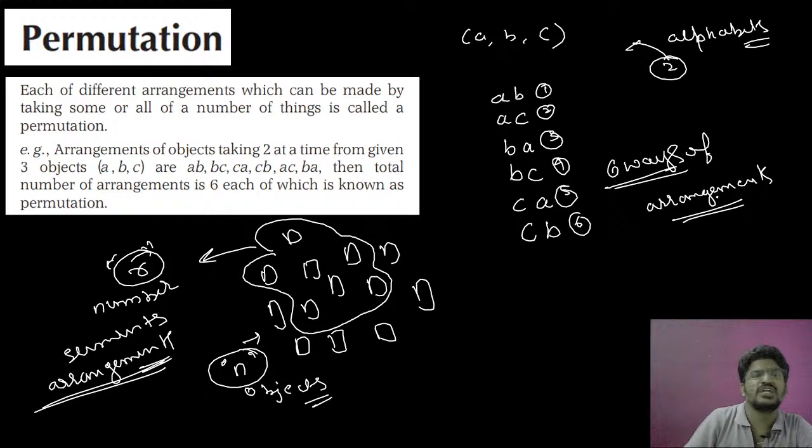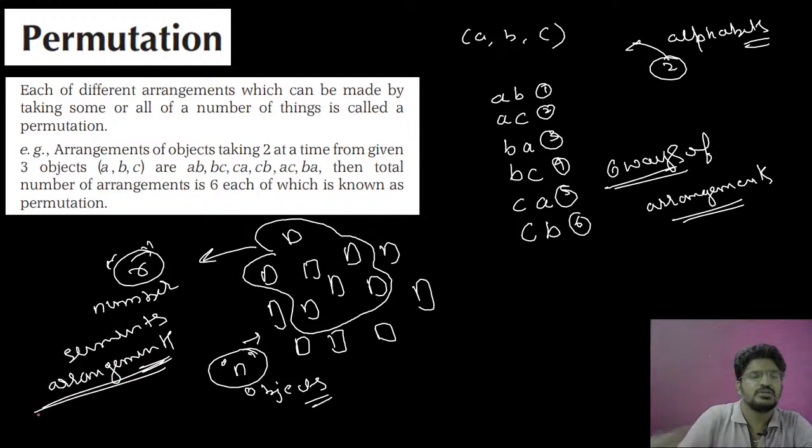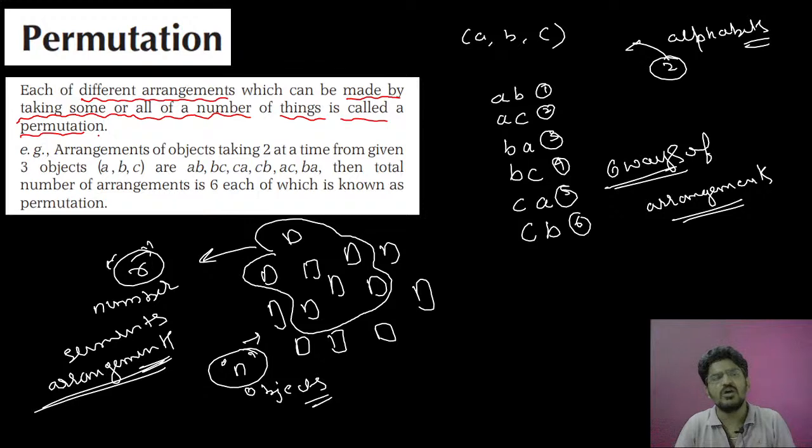Okay. So that is what they explain in the definition. That is, each of the different arrangements. See here, permutation is nothing but each of the different arrangements which can be made by taking some or all number of things. Taking some or all at a time and making arrangements is called permutation.